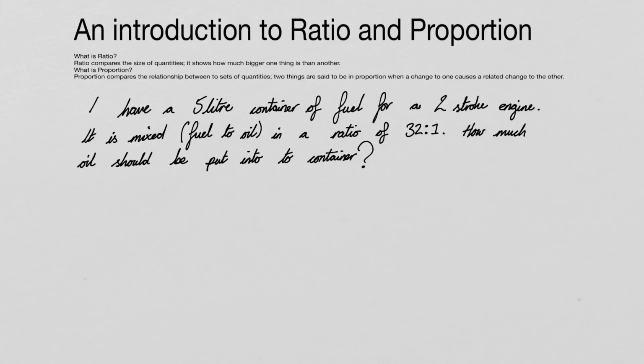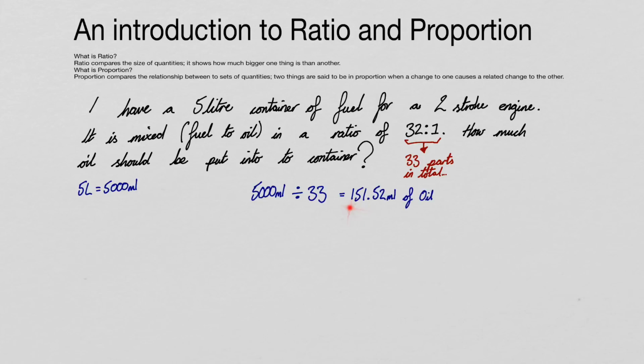Well, the way to work that out is to think, okay, I've got 5,000 millilitres and not 32 parts, but 33, because the container as a whole has 32 parts fuel and 1 part oil. That's 33 parts in total. So, as I said, 33 parts in total. 5 litres is 5,000 millilitres, so we take 5,000 millilitres, we divide it by 33, and that gives us the answer of 151.5-ish, rounded to 2 decimal places.